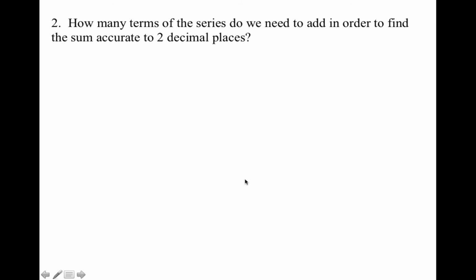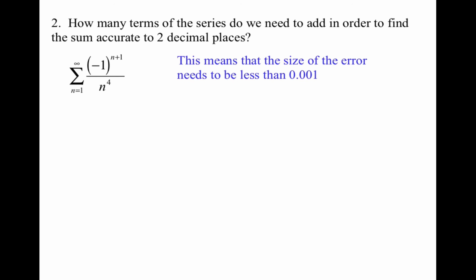All right, now let's take a look at this example. How many terms of the series do we need to add in order to find the sum accurate to 2 decimal places? So here's the series I'm going to look at. And since I want it accurate to 2 decimal places, this means that the size of the error needs to be less than 0.001. So basically, I don't want the first 2 decimal places to change.